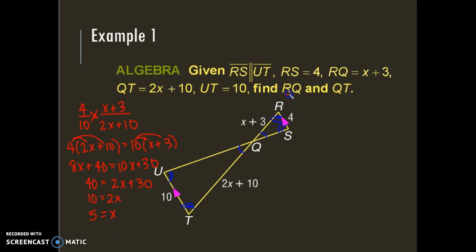Now remember, this wanted me to find RQ and QT, so I got to plug x back in. Well, RQ equals x plus 3, so 5 plus 3 equals 8. And QT is 2 times 5 plus 10, so that's 10 plus 10, which is 20.